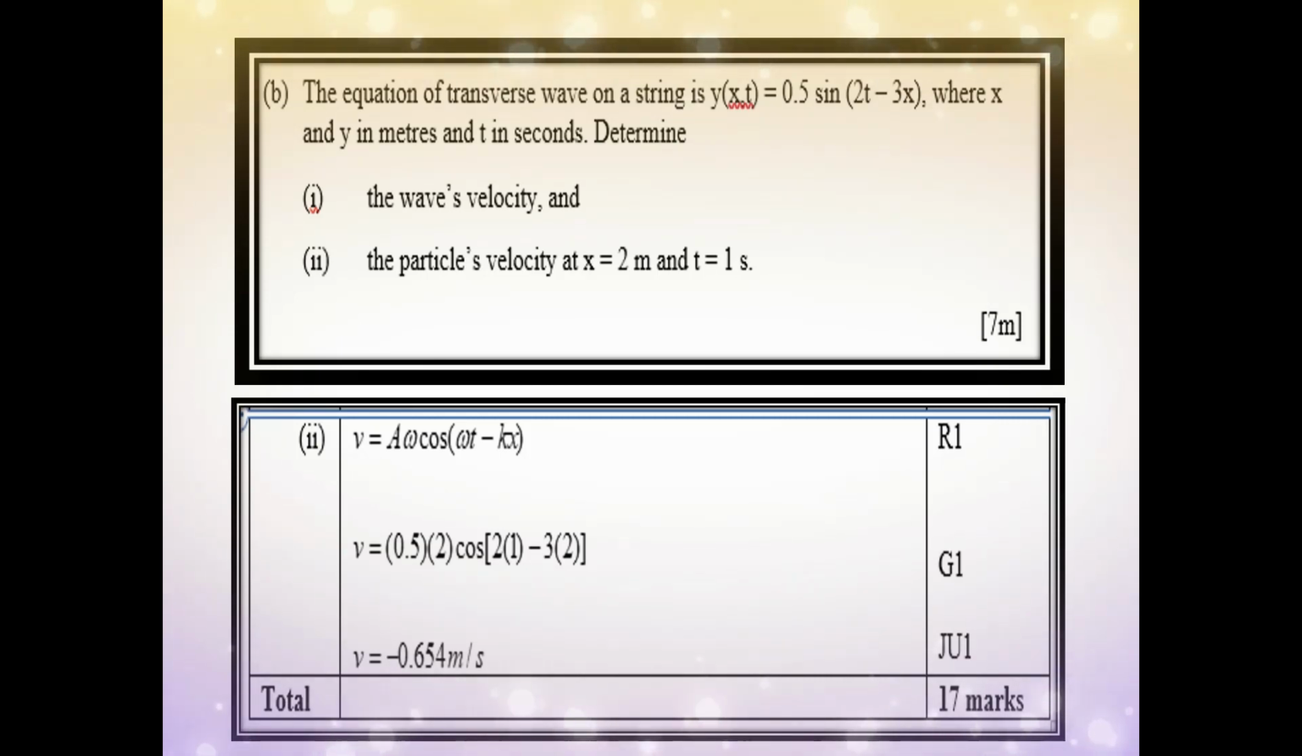Okay, jadi kita masukkan saja what is the value of amplitude, what is the value of angular frequency. Substitute all the values: what is the value of wave number, x is distance. Masukkan t equal to 1 second, and then we get the answer: v equal to negative 0.654 meter per second.